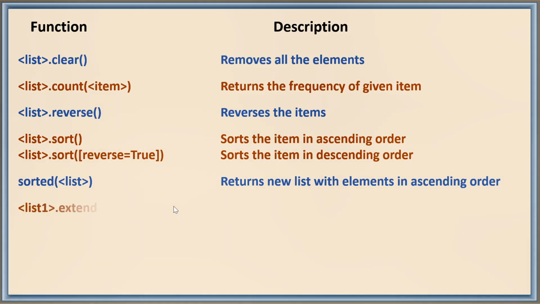Next one, we are having extend. In case we want to add all the items of the second list to the first list, we shall give it like this: list1.extend(list2). That means all the values of list2 will be added to list1 and then list1 gets modified.